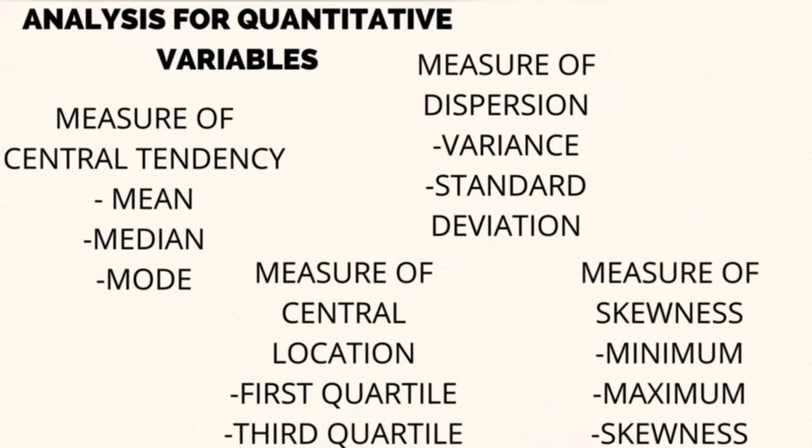And lastly, analysis for quantitative variables. We have four. First, measure of central tendency, which consists of mean, median, and mode. Second, measure of central location, which is first quartile and third quartile. The third is measure of dispersion, which consists of variance and standard deviation. And lastly, measure of skewness, which consists of minimum, maximum, and skewness.